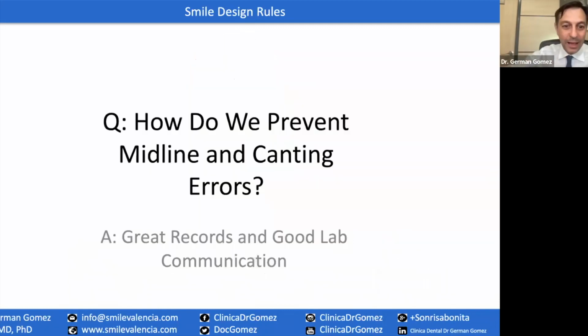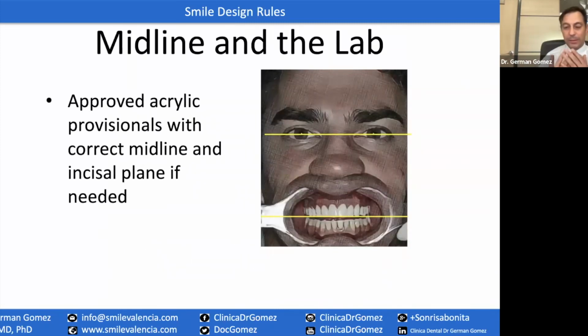So how do we prevent midline and canting errors? Well, great records and good lab communication. The lab needs to know where the horizontal line is. We need to tell the lab where the horizontal line is, so they can do the veneers exactly following this horizontal line and going up from that horizontal line.